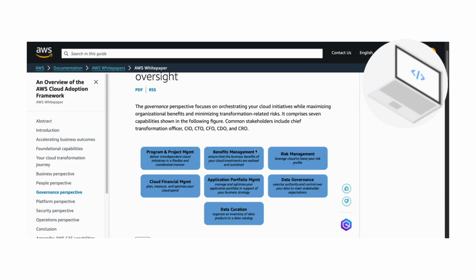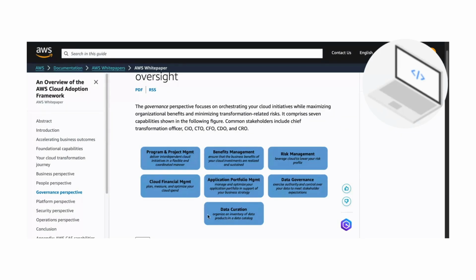Risk management is another critical capability. Here, the focus is on using the cloud to lower your organization's risk profile. This could mean reducing operational risks related to infrastructure or business risks, like those affecting your reputation or continuity. An example would be leveraging cloud technology to reduce risks associated with large upfront infrastructure investments. The cloud allows you to provision resources as needed, helping mitigate the risk of overcommitting to assets that might become obsolete.